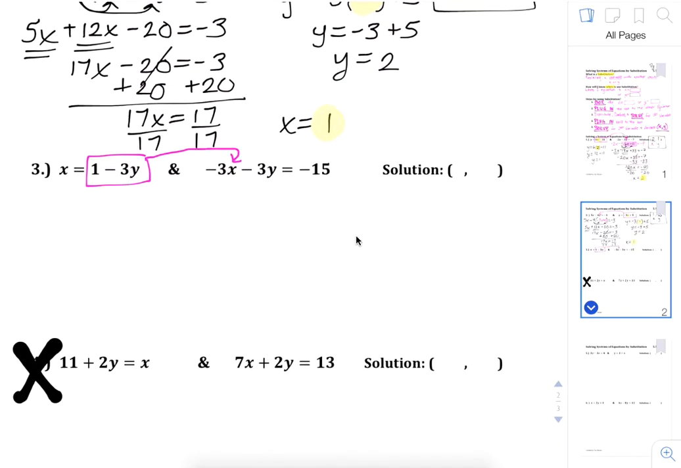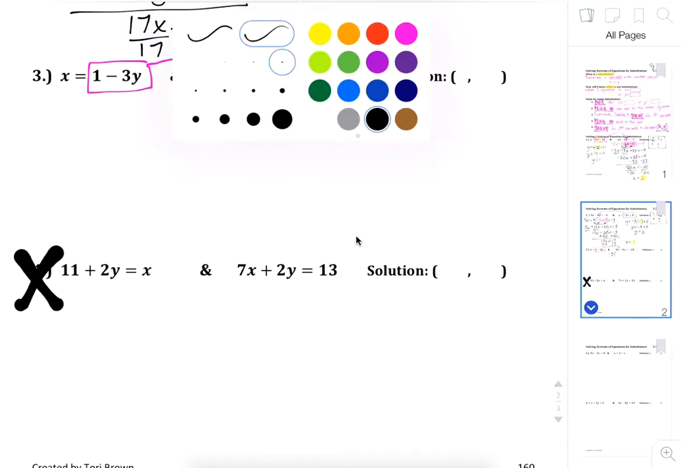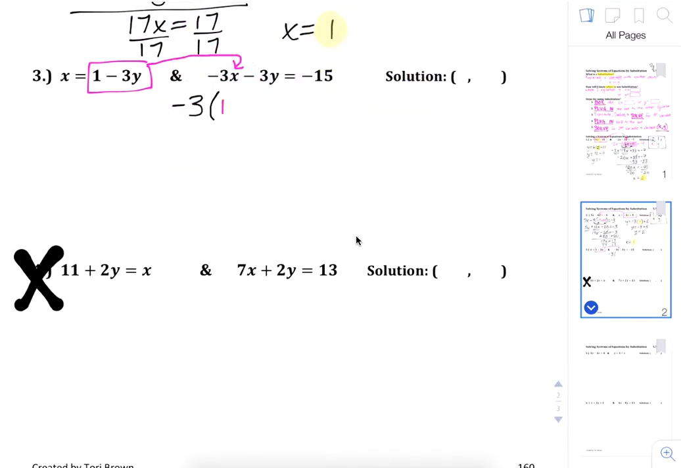Let me scroll up real quick. I'm going to put negative 3. I do not put the x in there. Instead of putting the x, I'm going to put in x's position. So 1 minus 3y. All of that replaced the x. Now, I still have to put in the rest of the equation because that's just the 3 and the x. So I'm still writing down negative 3y equals negative 15. Okay? All right, so now we're ready to start solving.